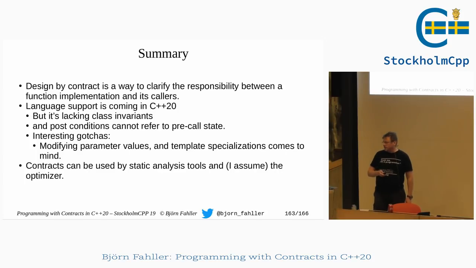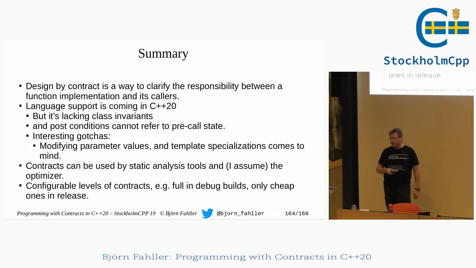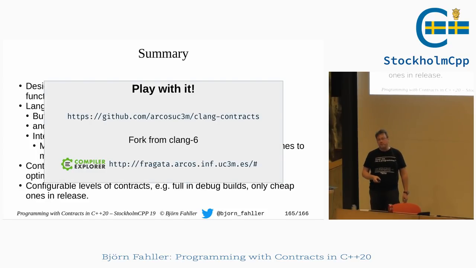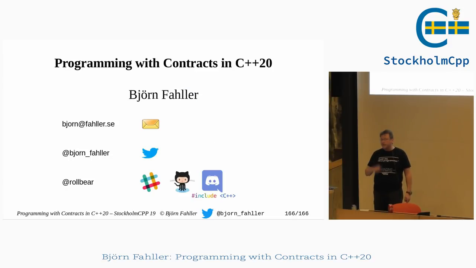Contracts can be used by static analysis tools, and I assume they can be used by the optimizer. I don't know this for sure, but since some compilers use assertions to guide optimizations, I take that for granted. And there are configurable levels of contracts when you build. So for example, full support with the super expensive stuff in debug builds or test builds, and only cheap ones in release or whatever. It's up to you. And you can play with it if you want to. And maybe fix some of the crashes. And that's it. Thank you.